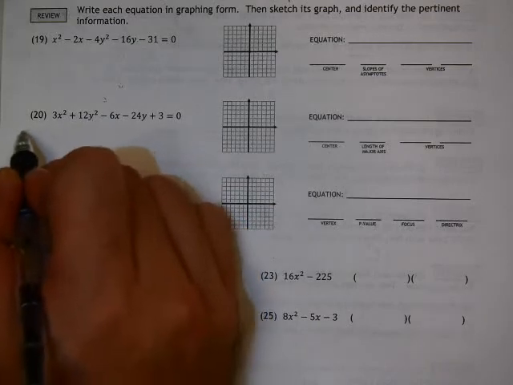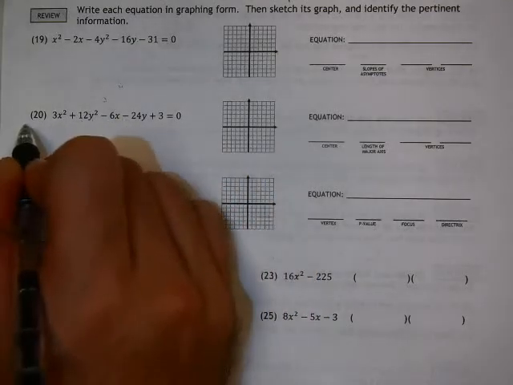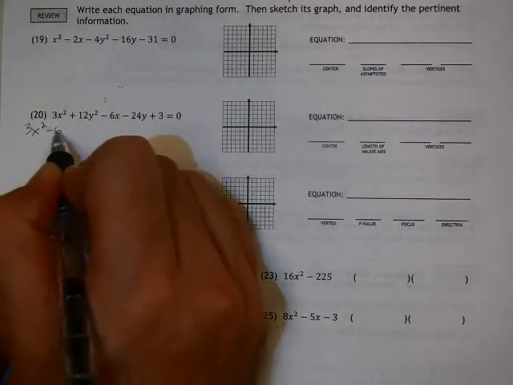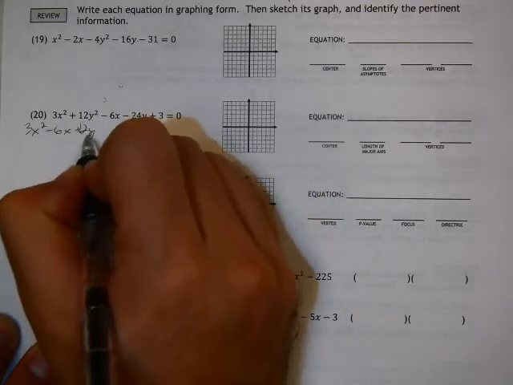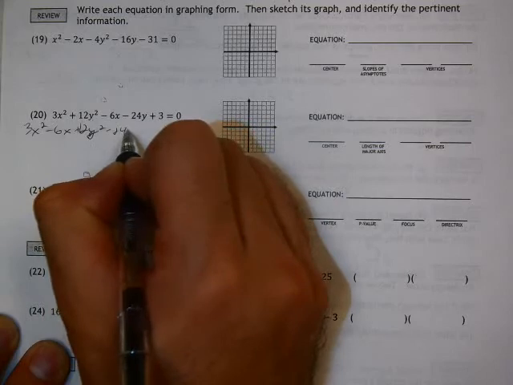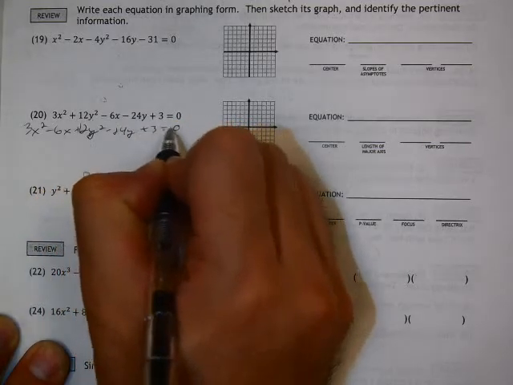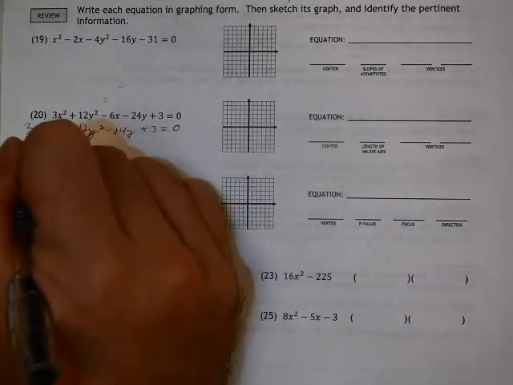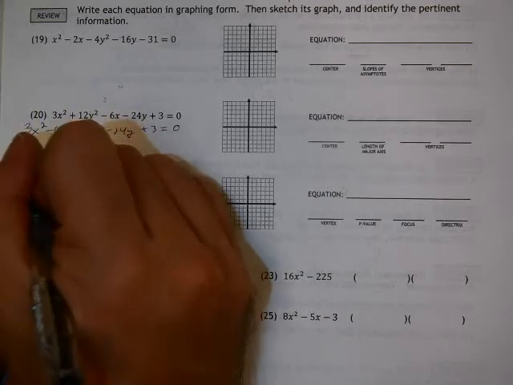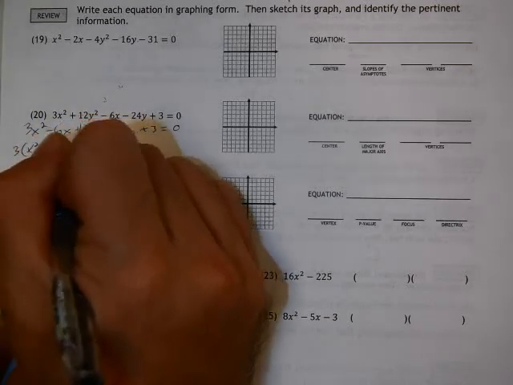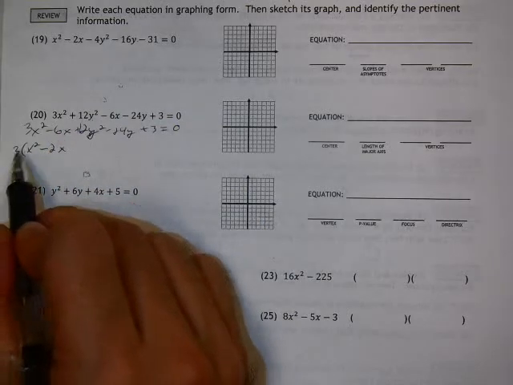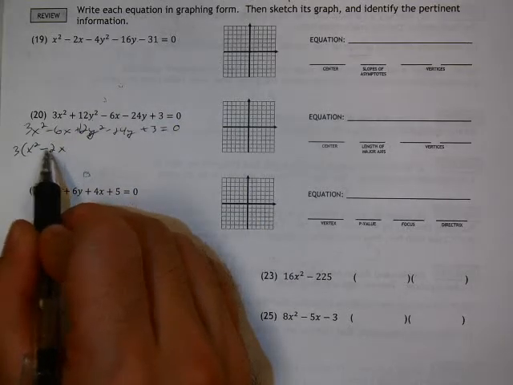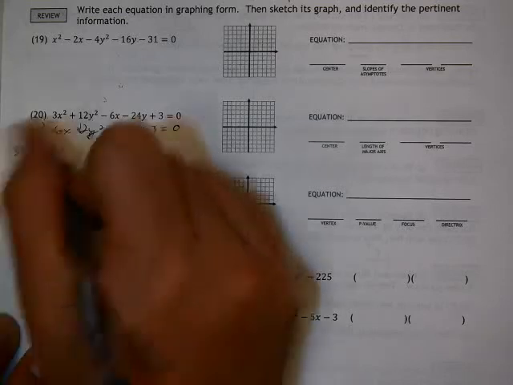So what I'm going to do is first start by just rearranging the x's together. 3x squared minus 6x, and then the y's, 12y squared minus 24y plus 3 equals 0. And then I'm going to take the number in front of the x squared out. When I factor that out, that becomes minus 2x. I'm taking the 3, factoring it out of negative 6. 3 times negative 2 gives me negative 6.